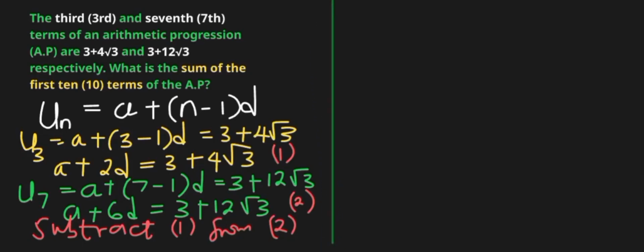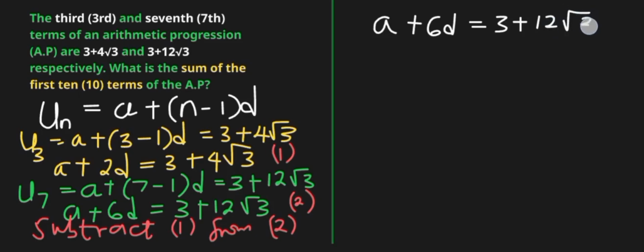Now, to make this easier, I'm going to place the first equation under the second one. That is, a plus 6d is equal to 3 plus 12 root 3. And the second, a plus 2d, is equal to 3 plus 4 root 3.